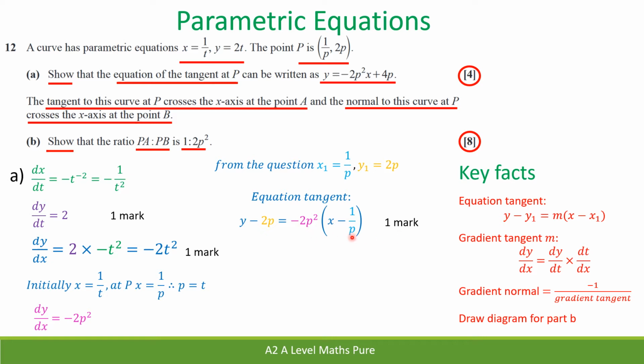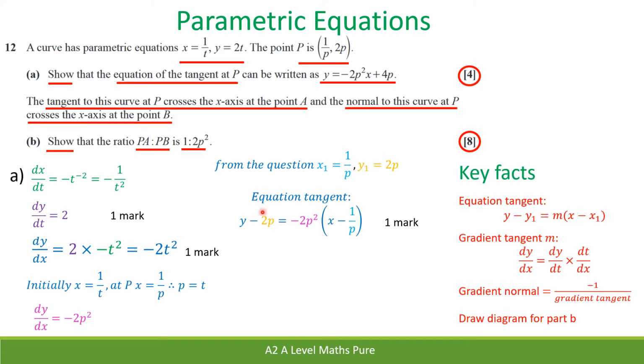So if I expand the right-hand side, I get minus 2p squared times by x, which is minus 2p squared x, and minus 2p squared times by minus 1 over p. 2 minuses become a plus. P squared divided by p is just p, giving me plus 2p.